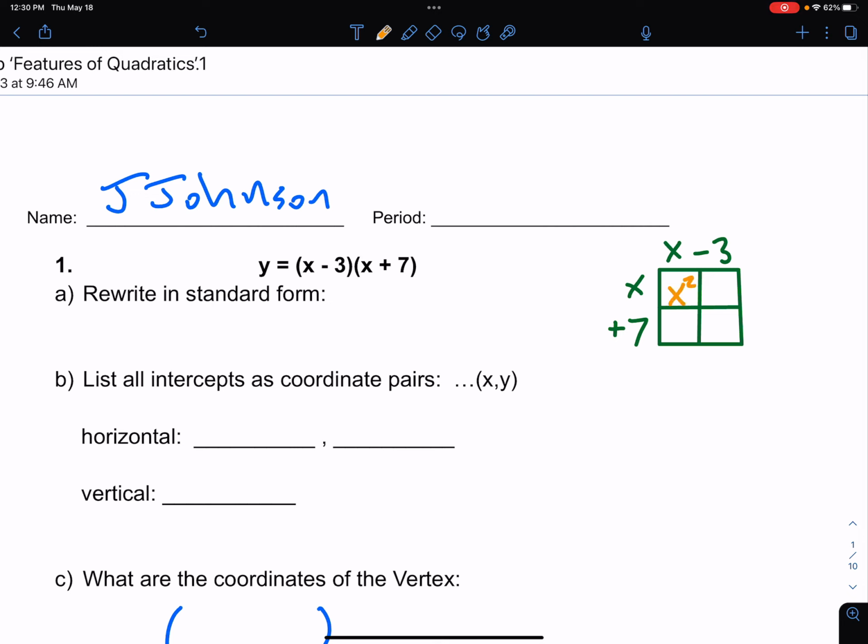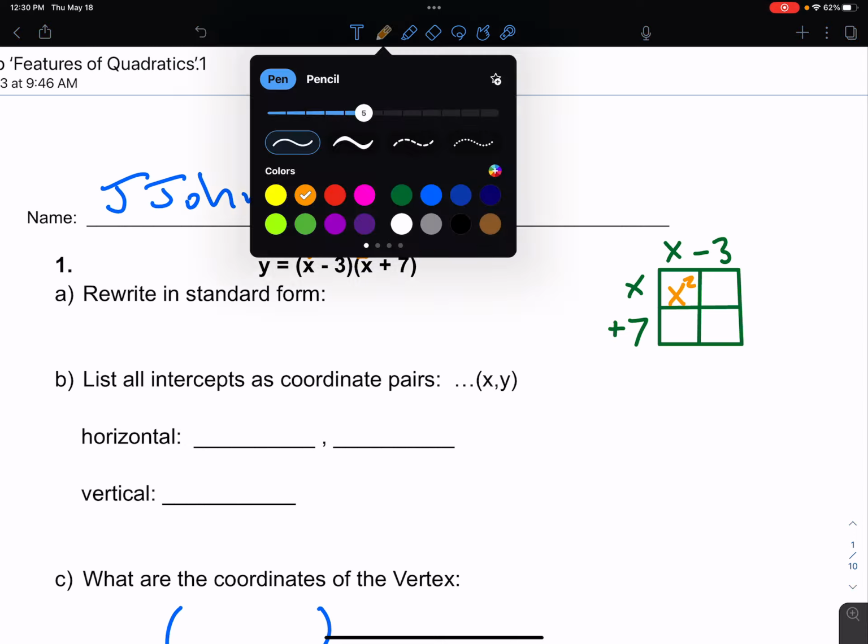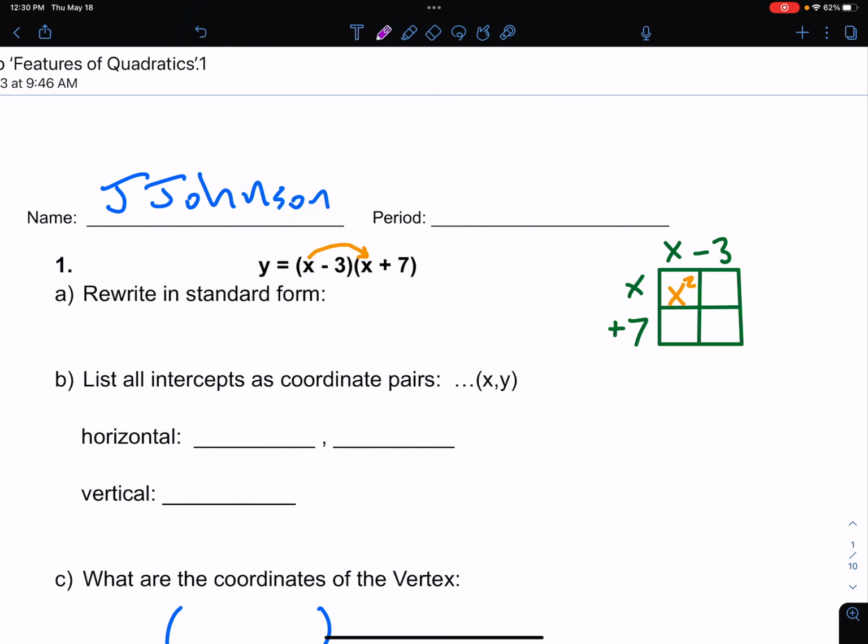If you prefer FOIL, we're just doing first. Basically, it's the same thing, as all these methods are just the distributive property. We need to remember to distribute the x, multiply x times x plus 7, and then we've got to multiply negative 3 times x plus 7. No matter how you do it, you end up with the same thing if you do it right.